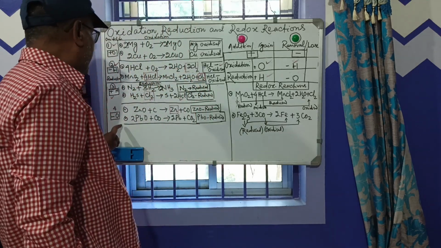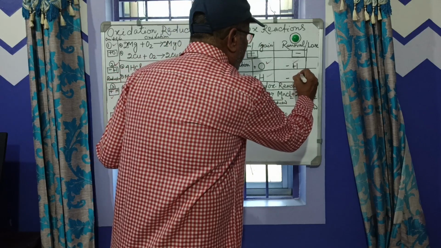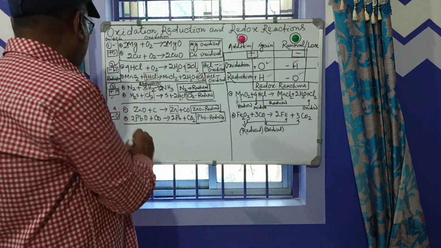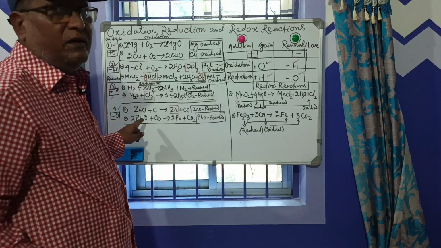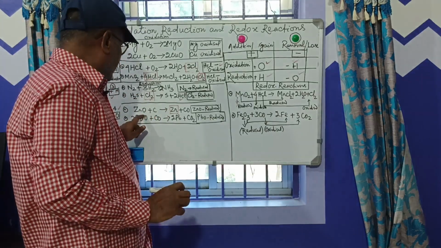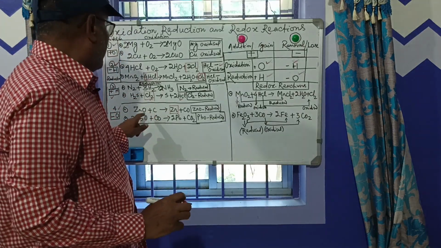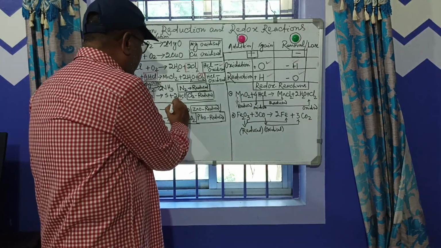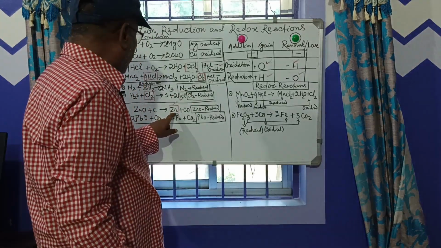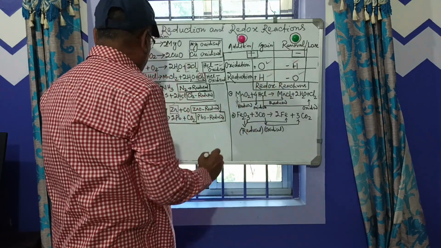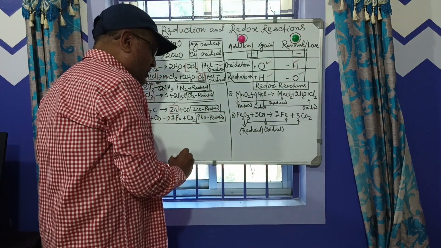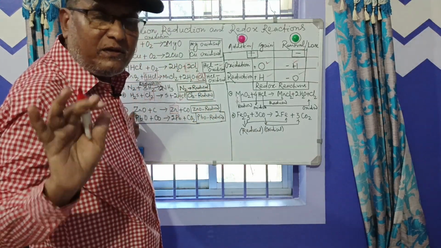Come to the fourth condition, which is removal of oxygen. We have taken 2 examples. You see zinc oxide plus carbon. Oxygen is removed from zinc oxide to form metal zinc. So removal of oxygen, zinc oxide is reduced to zinc. This is an example of reduction reaction.